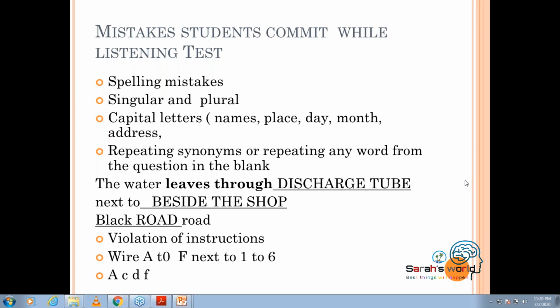The point was like write A to F next to 1 to 6. I mean, I got confused actually. Now it is clear? Yeah, got it. Okay, right.